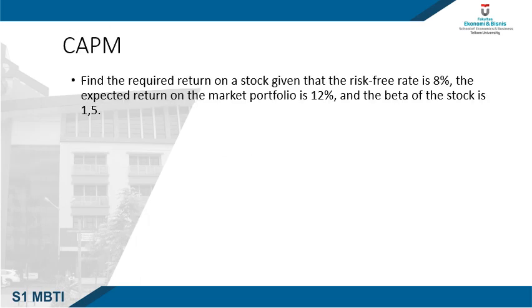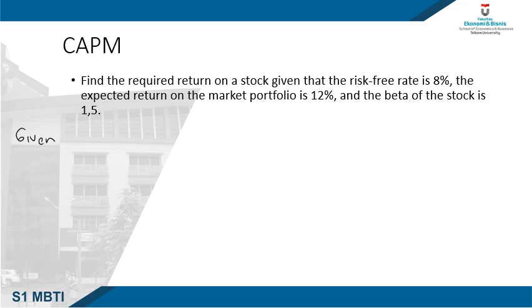Okay, so this is an example of how to use CAPM. Find the required return on a stock given that the risk-free rate is 8%, and the expected return on the market portfolio is 12%. You see here, for a stock we call that the required return. But if we say return for a portfolio, we call that the expected return.